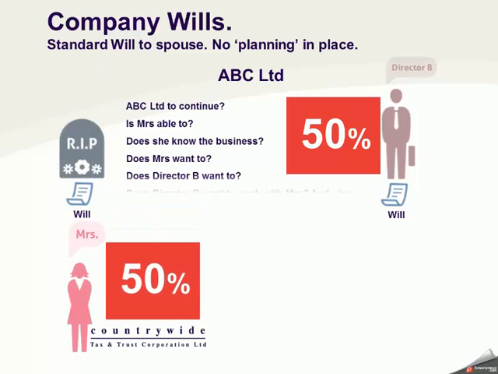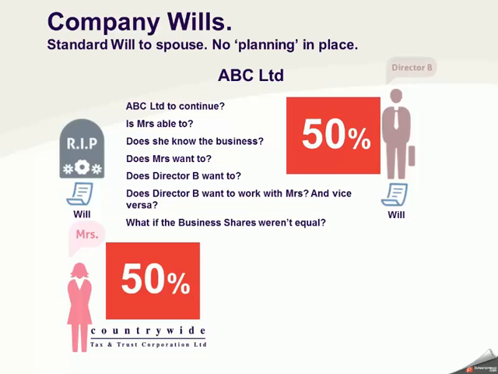If we run through a scenario now that sadly there is a death, the will of the deceased, as you can see, has directed, amongst everything else, his business share to his spouse in this scenario. And of course there's a range of questions highlighted as to the implications on the business, ABC Limited, and indeed the implications on the wife that's inherited it, and of course the implications on Director B.